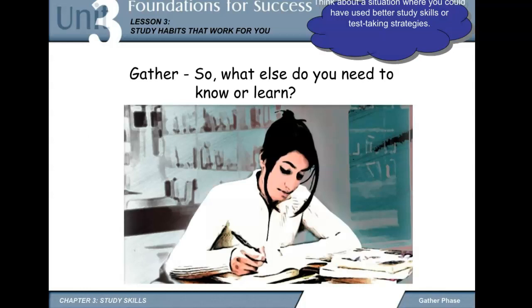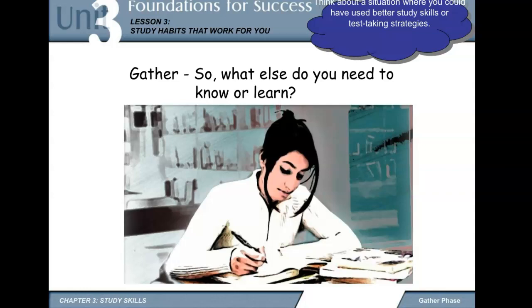So think about maybe a time where you had a test but you weren't necessarily prepared for it. Think about the strategy you used to get ready for that test, and what about that strategy was not effective or wasn't really the best strategy you could have used. We all have those stories.